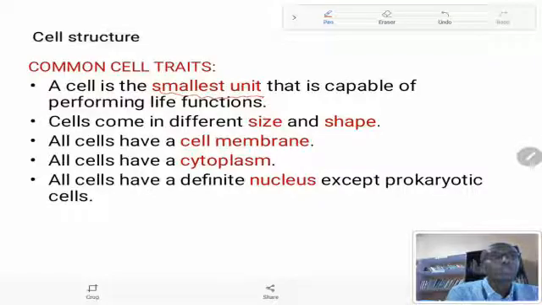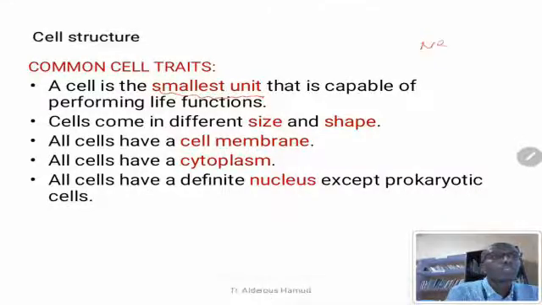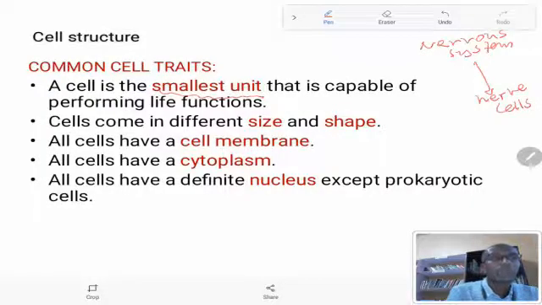So, for example, you have a nervous system. The smallest component of the nervous system is what? The nerve cells. You have again the reproductive system. The smallest component of the reproductive system is the reproductive cells. You have the blood circulatory system. The smallest component of the circulatory system is going to be the blood cells. So the cell is the smallest unit that's capable of performing life functions.